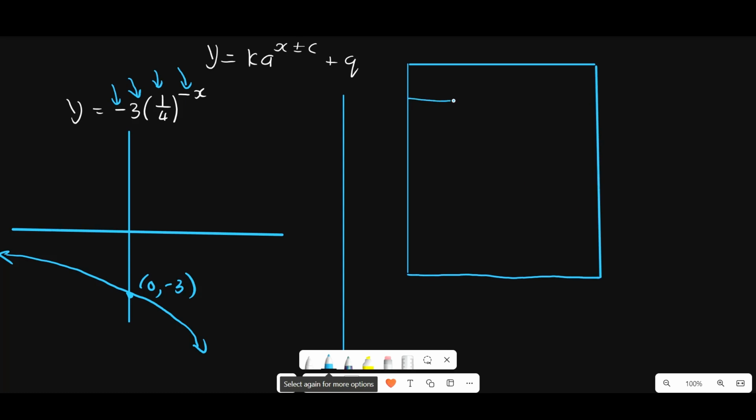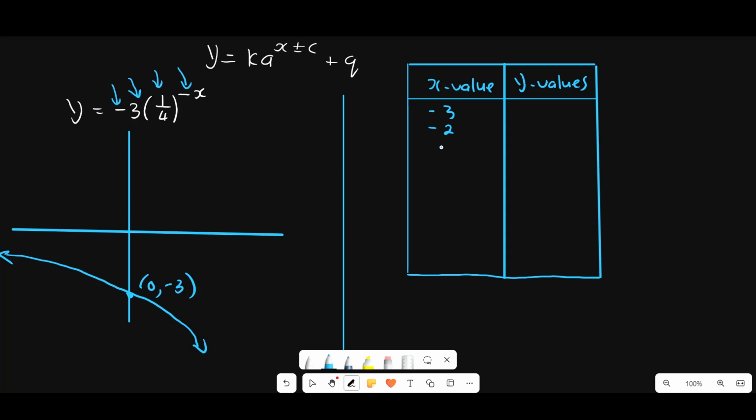So I'm going to put a box like that, and then on my left hand side I'll have my x values, and on the right hand side I'll have my y values, right? That makes sense. And then what I'm going to do is start from the negative x values. So let's say from -3, -2, -1, 0, 1, 2, and then 3.